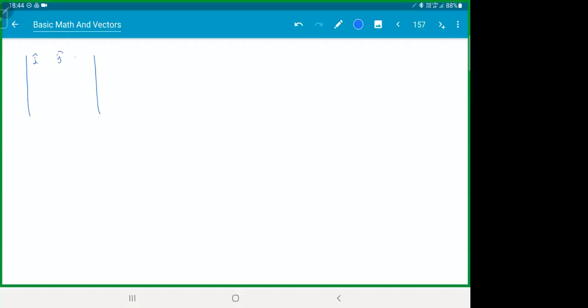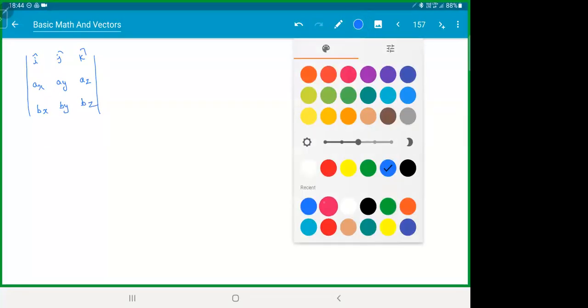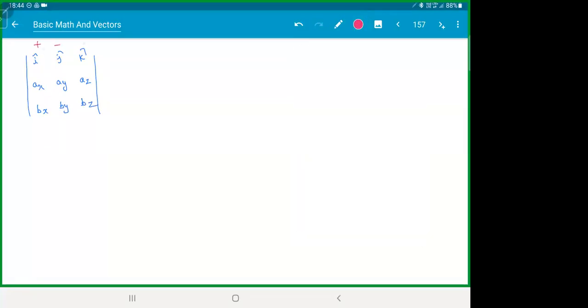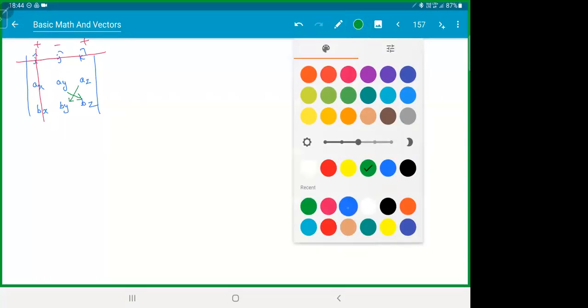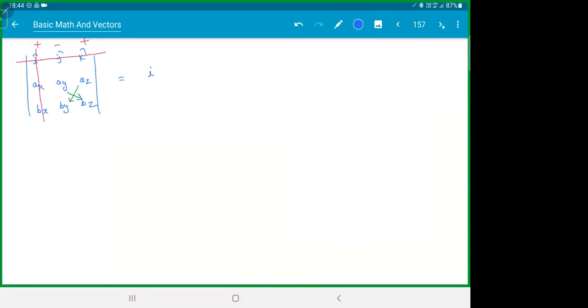I, J. Someone knows, good. If you don't know, listen carefully. It's not difficult, but yeah, it's a process. Why we do it in such a way, we are not interested. We're not a maths class. So when you choose the first term, plus, minus, plus, remove this line and remove this line. What is left is a 2 into 2 determinant. So this is AY into BZ, this is AZ into BY. So this term will be I cap, because you started with this, times AY BZ minus AZ BY.